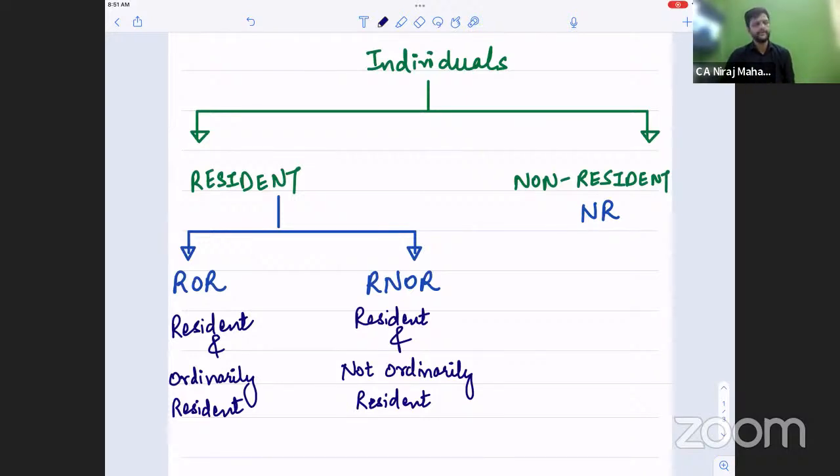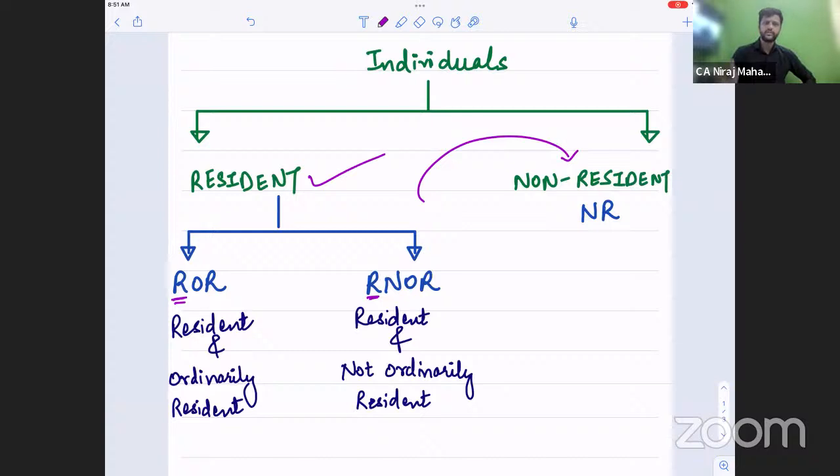Okay, pay attention. Now, the thing common between ROR and RNOR is that both of them are residents. That means they are passing the first category, or clearing the first category. Category means I'm talking about resident. If they do not satisfy the first level of resident itself, then they are automatically non-resident. Is it okay or no?